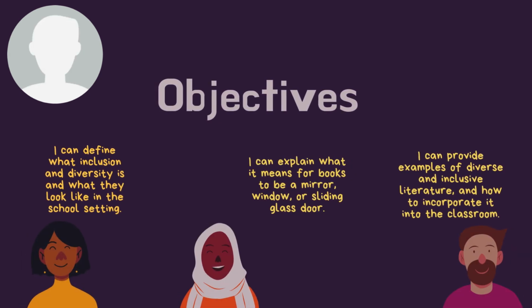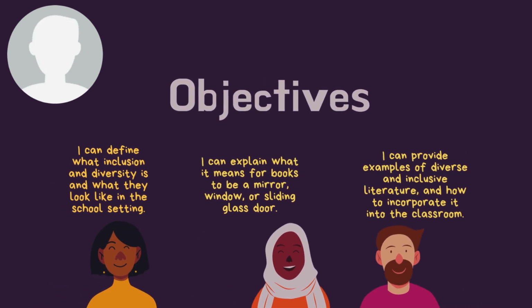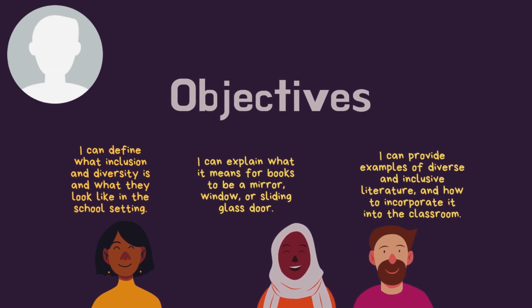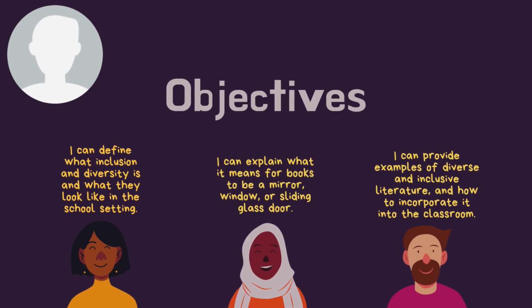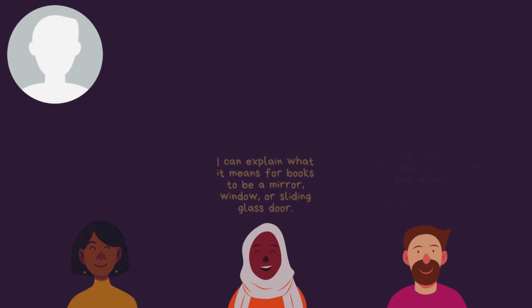We have three objectives for today's professional development. The first one is to define what inclusion and diversity is and what they look like in the school setting. The second one is to explain what it means for books to be a mirror, window, or sliding glass door. And the last one is to provide examples of diverse and inclusive literature and how to incorporate it into the classroom. I feel like these three objectives were the most important topics of today's PD.